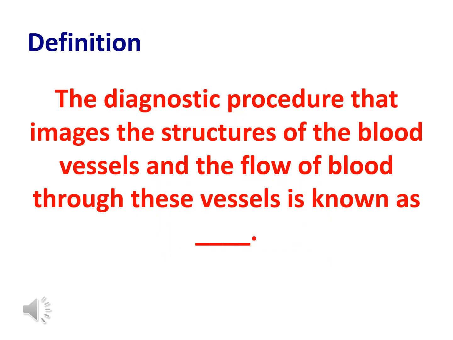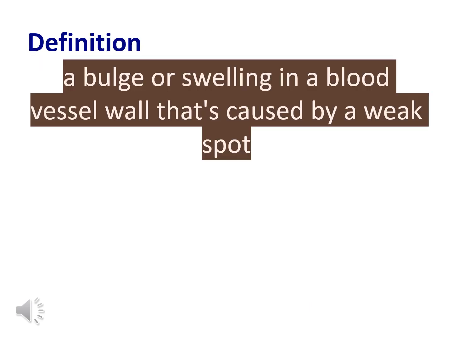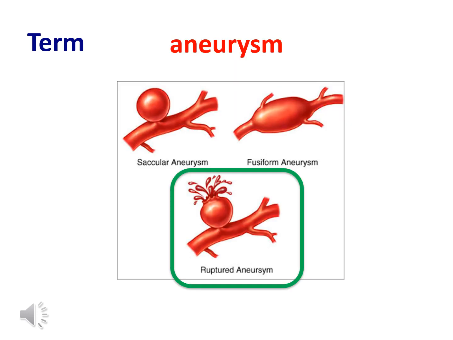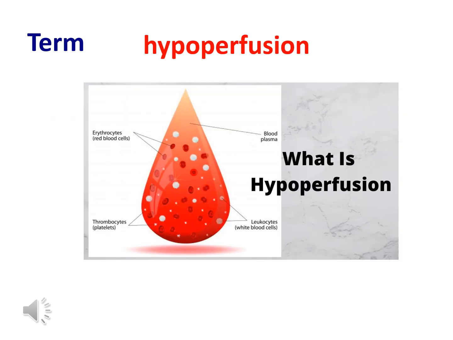The diagnostic procedure that images the structures of the blood vessels and the flow of blood through these vessels is known as what? That is called duplex ultrasound. A bulge, or swelling in a blood vessel wall, that's caused by a weak spot, is called what? That is called aneurysm. A deficiency of blood passing through an organ or body part is known as what? Hypoperfusion.